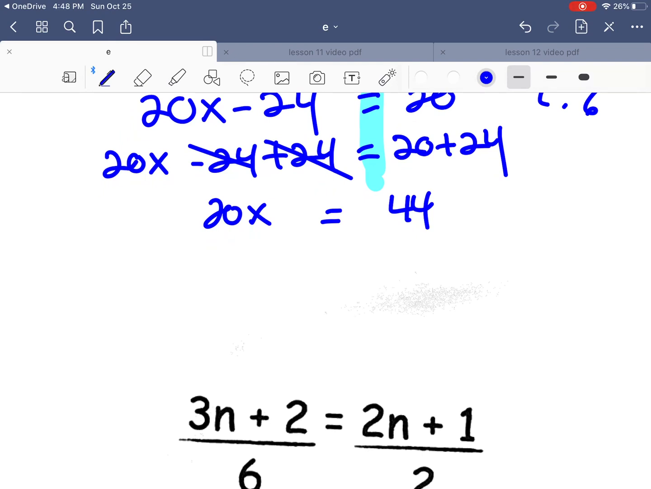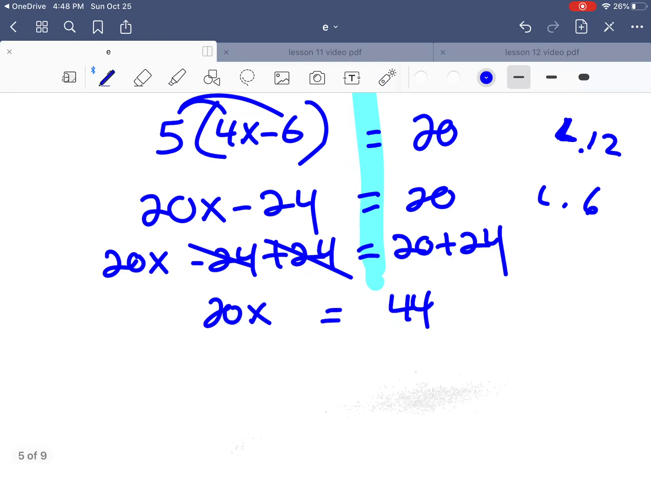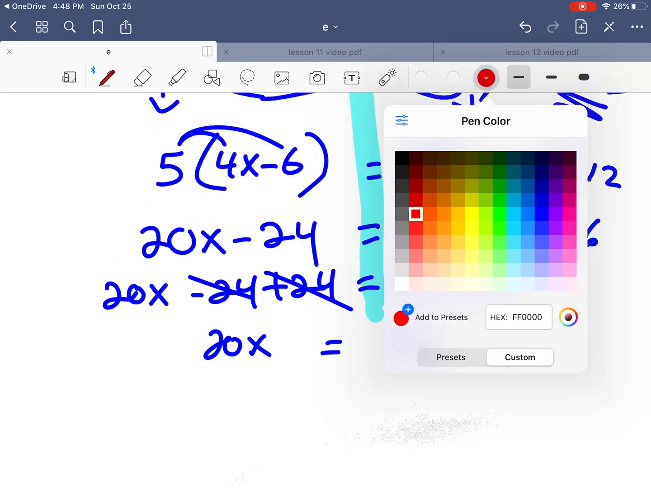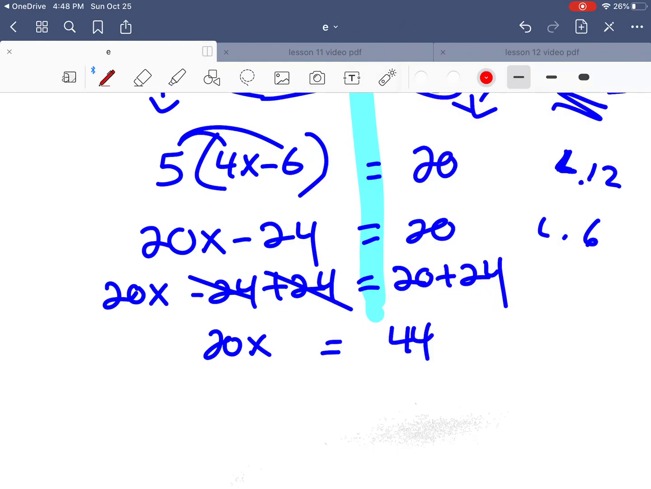Whoops, I'm going to go back and fix my mistake here. Okay, 5. I don't know where I got 24 from. Maybe this is in my head, 4 times 6, but that's definitely not right. Because 5 times 6 is 30. So that totally changes my question. Sorry about that, guys. 30 and 30.